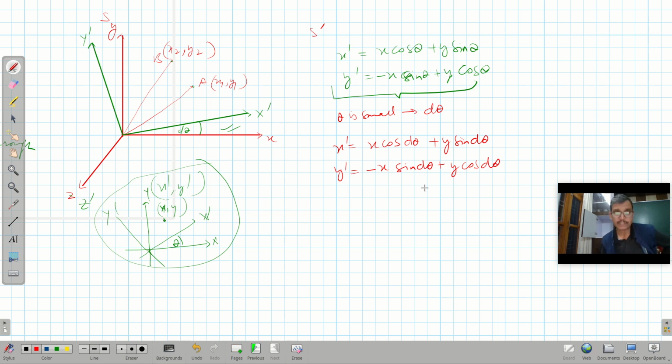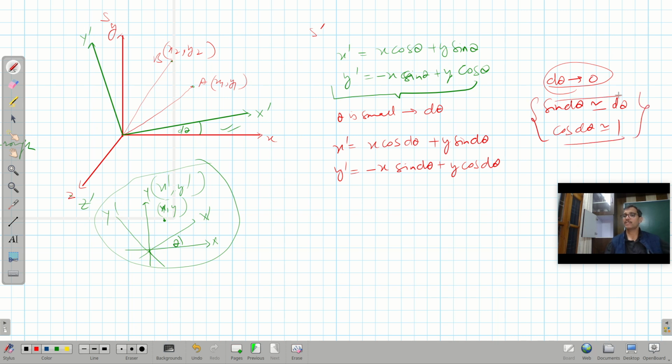So this is represented by this one. But d theta approaches 0. What does it mean? If d theta approaches 0, then sine of d theta is nearly equal to d theta and cos of d theta is nearly equal to 1. This is a small-angle standard result. So if I use this result, then what will x prime become? x prime will become x plus y d theta, and y prime will become minus x d theta plus y, or it is represented by y minus x d theta. This is the result which we have to remember.